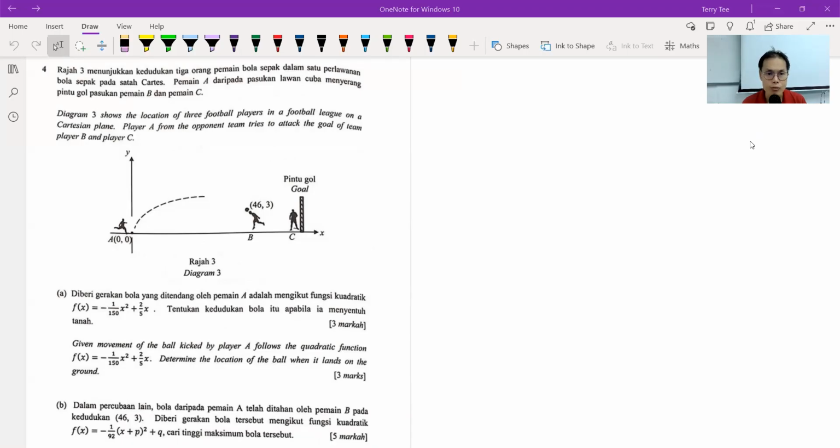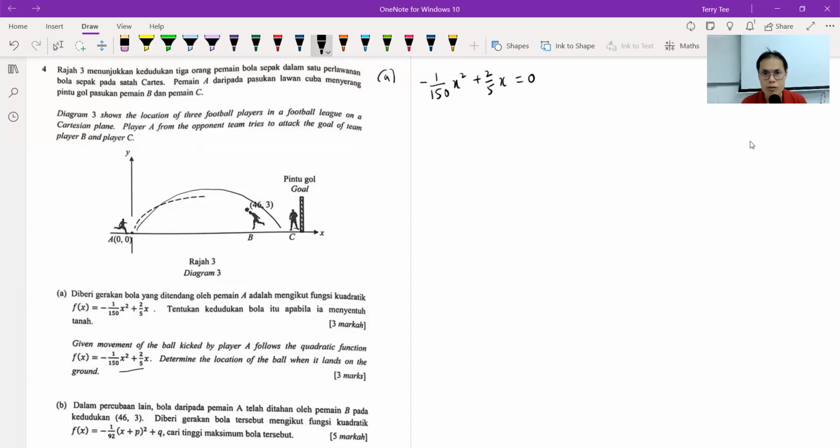So let's say this is a function representing the motion of the ball. It probably will land like this. Okay, so we don't know where it's going to land. Okay, so we know when it lands on the ground, your f(x) must be 0. So let's take negative 1/50 x squared plus 2/5 x, let it be 0.